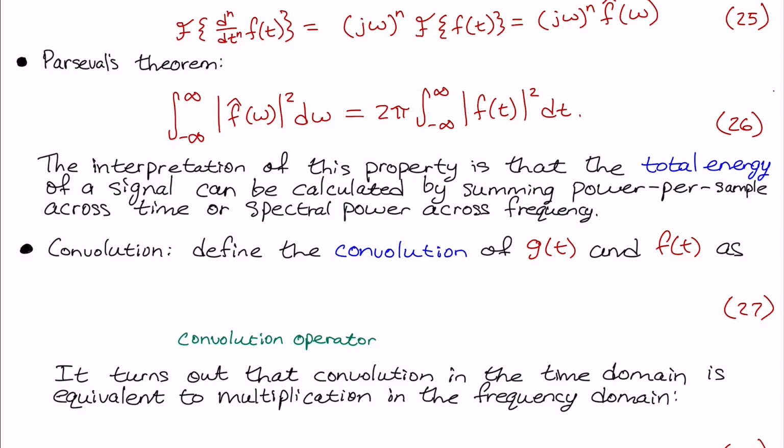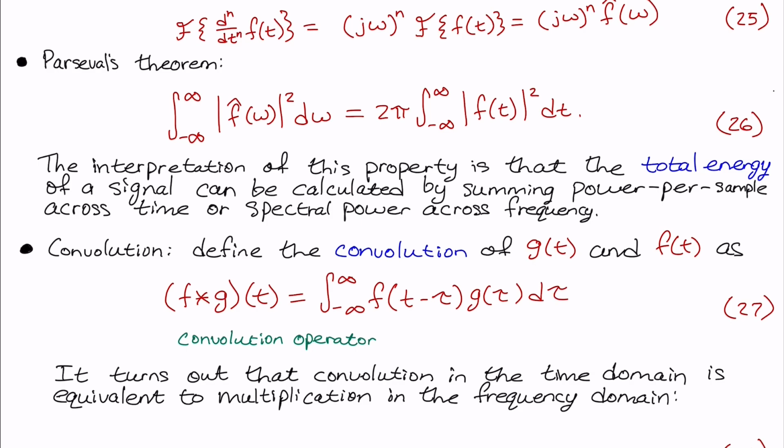All right, let's talk about convolution here. So if we're going to consider the convolution of g of t and f of t, we'll write this as f star g, which is still a function of t, is equal to the integral from minus infinity to infinity of f of t minus tau times g of tau d tau. And in this case, we're using the star as our convolution operator.